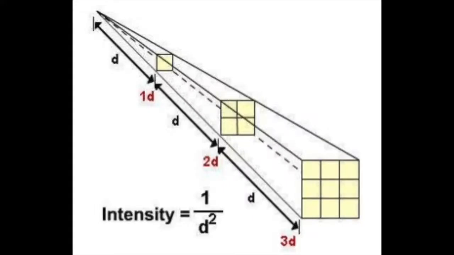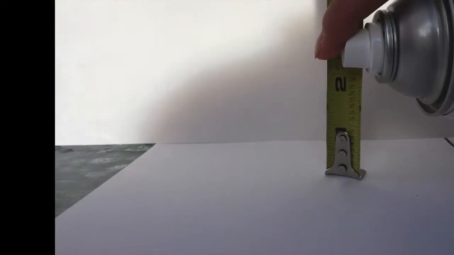Let's find out. So the inverse square law says that the intensity is inversely proportional to the square of the distance from the source of that physical quantity. So you may be asking yourself still, what does this mean?